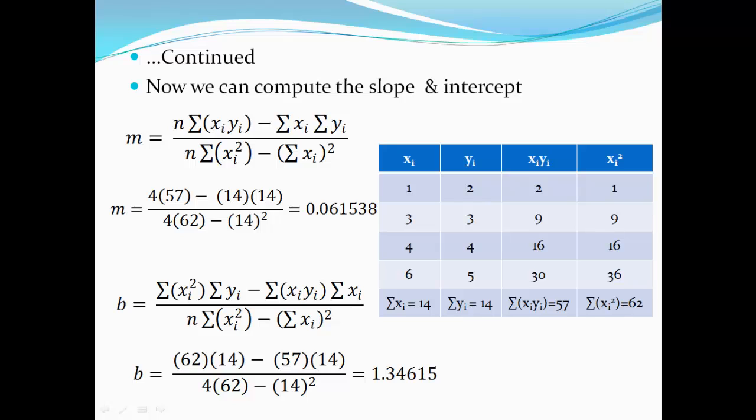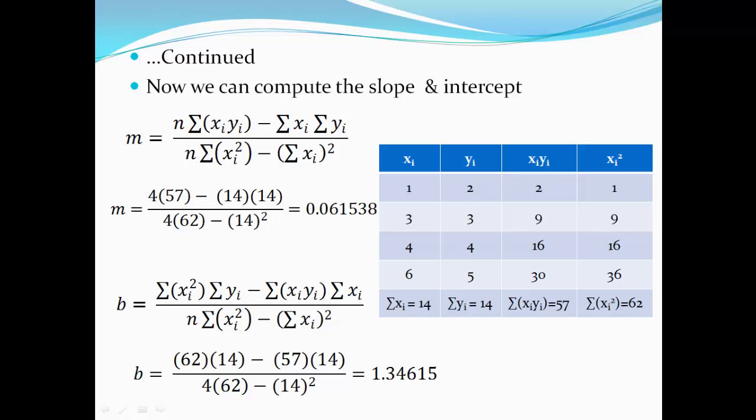These are the original equations I showed you, and all we're doing is plugging in the numbers that we already have calculated. The number of points is 4, so that's why they have 4 at the beginning. Now you take the sum of x and y, which you have: 57 minus 14 times 14, divided by 4 times 62 minus 14 squared. You notice that that gives you 0.061538.